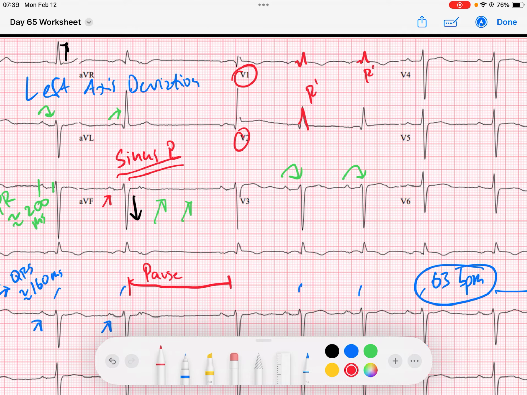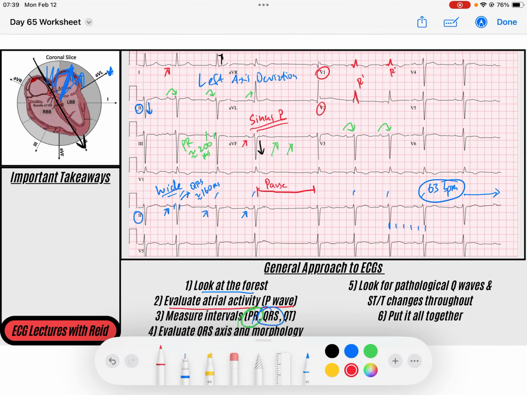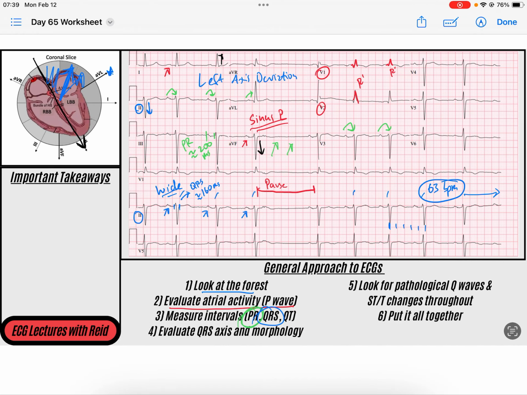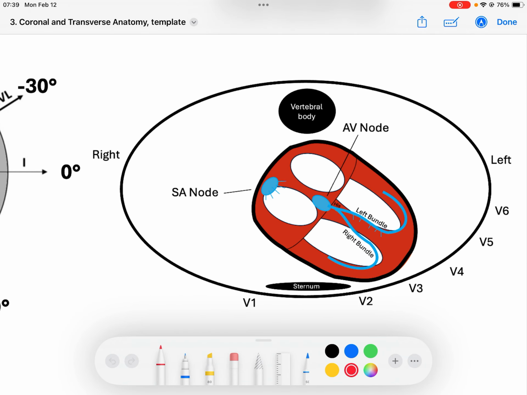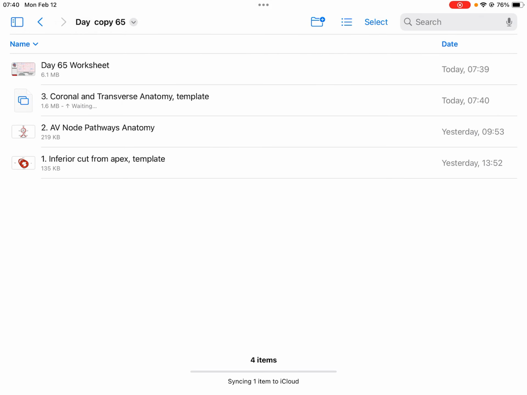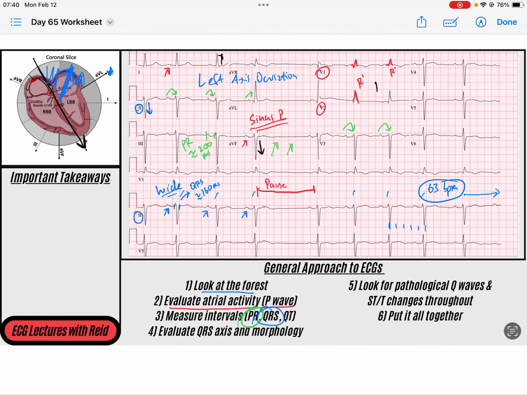So we've got these R primes in V1, and we know that R primes in V1 are most consistent with a right bundle branch block, right? If I look at my transverse plane here, which is where we hit our precordium, you can see that the right ventricle, which is here, is my RV. Whenever my right bundle branch is blocked, signal will initially go to the left ventricle normally and depolarize the left ventricle, and then late forces will make their way over to the right ventricle and depolarize the right ventricle, which is giving positive forces late in those leads that are capturing the right ventricle. So, that's really interesting that we see that we've got a right bundle branch block.